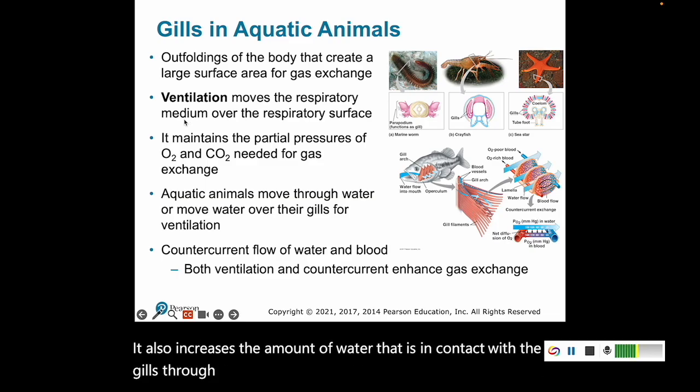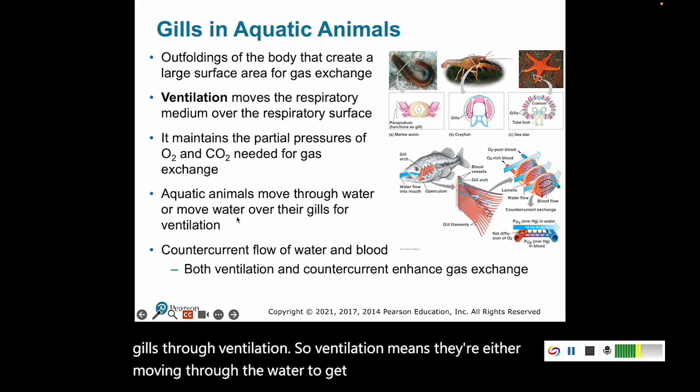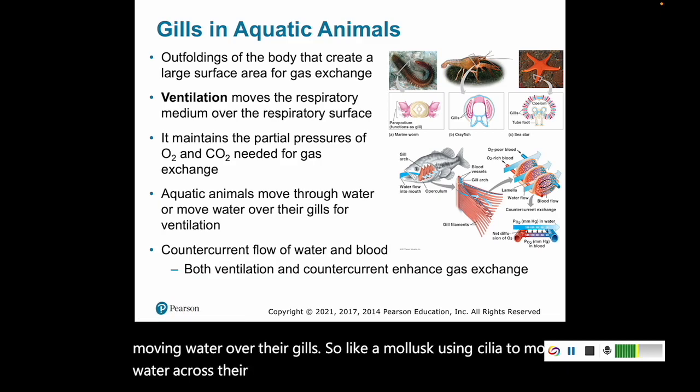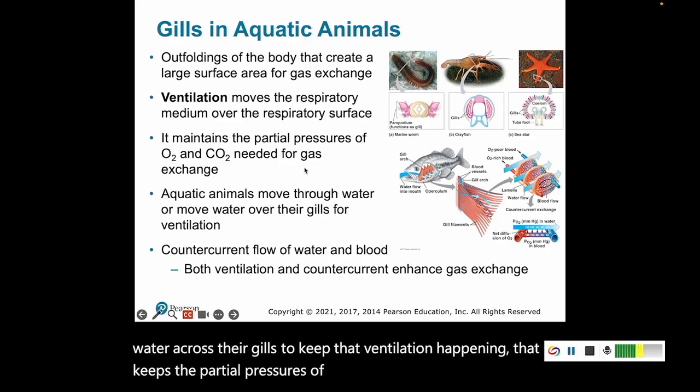So ventilation means they're either moving through the water to get water passing over their gills, or moving water over their gills. Like a mollusk using cilia to move water across their gills to keep that ventilation happening. That keeps the partial pressures of oxygen and carbon dioxide that it needs for gas exchange.